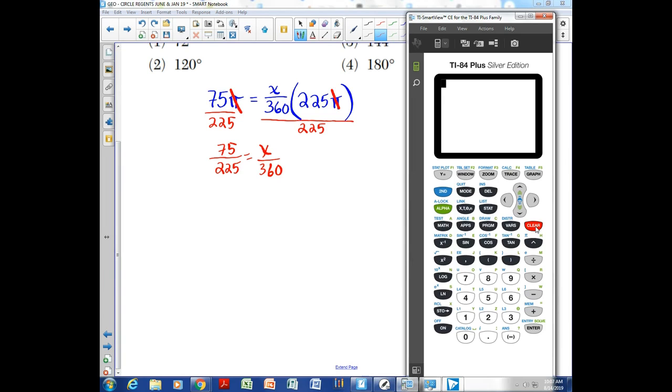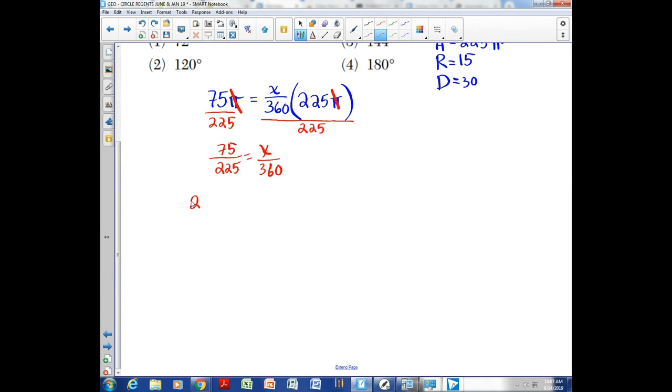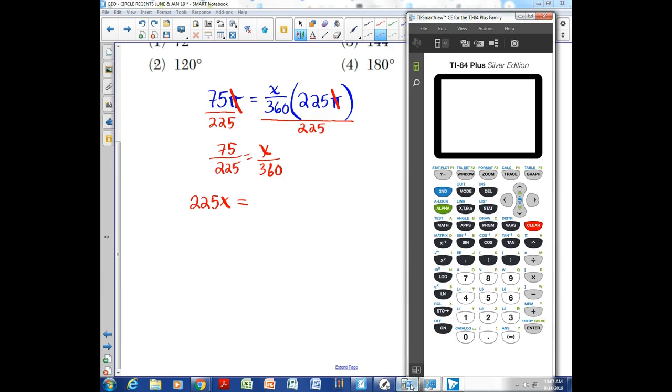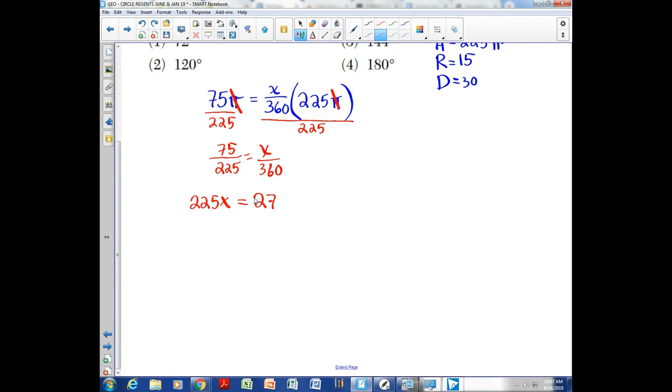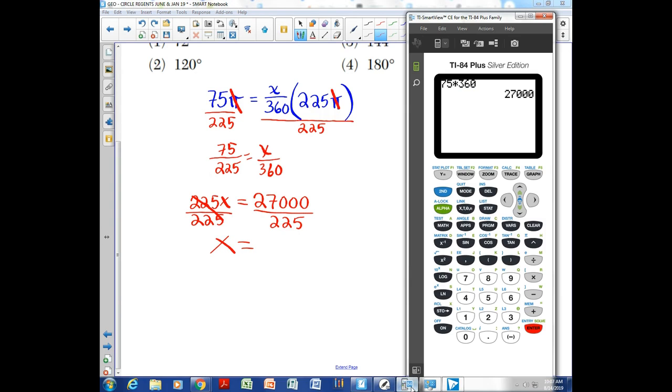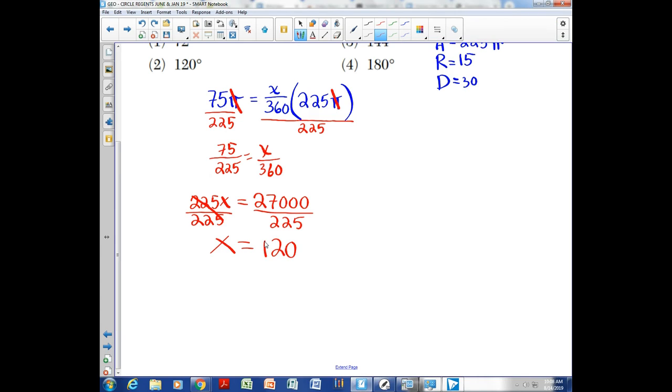So if you multiply 225 times x, we obviously get 225x is equal to, and now I'm going to multiply 75 times 360 and get 27,000. And as you can see, the last part of this problem will be dividing by 225, which is really easy to do in our calculator because we already have the 27,000 there. So I'm just going to divide it by 225, enter, and we get our final answer, which is 120 degrees.